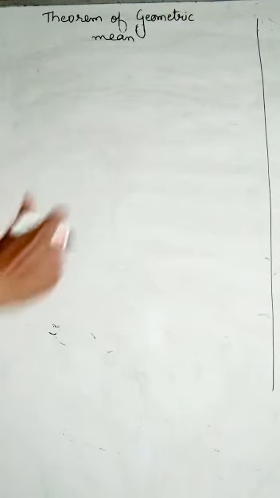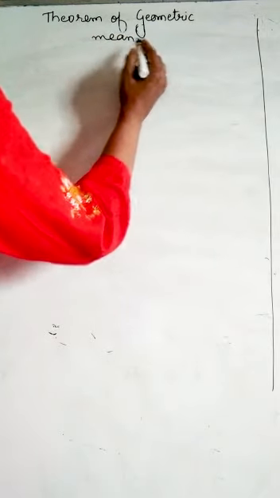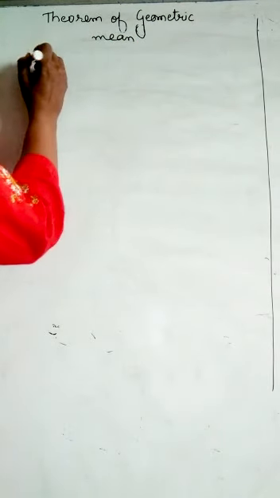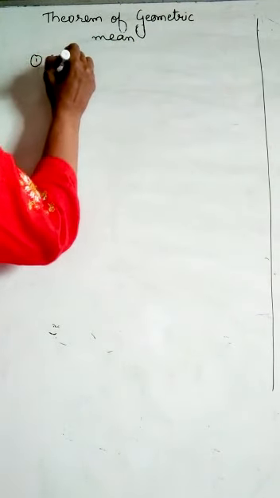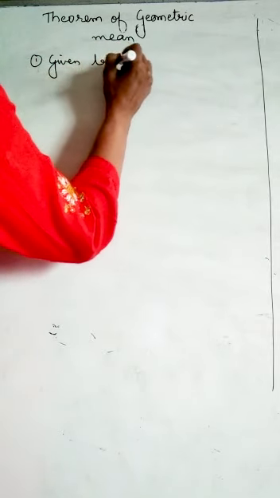In last part, we discussed theorem of geometric mean, and in this part, we are going to take problems on theorem of geometric mean. We can apply theorem of geometric mean in two conditions. First one is given triangle is right angle triangle.